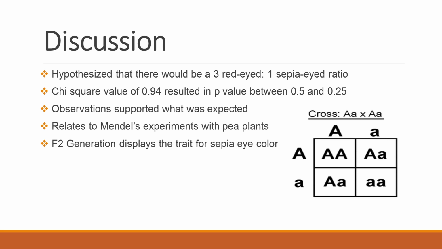When you cross these individuals, you end up getting 3 that display the dominant or red-eyed phenotype, and 1 that displays the recessive or sepia-eyed phenotype. This directly supports our hypothesis of a 3 to 1 ratio.